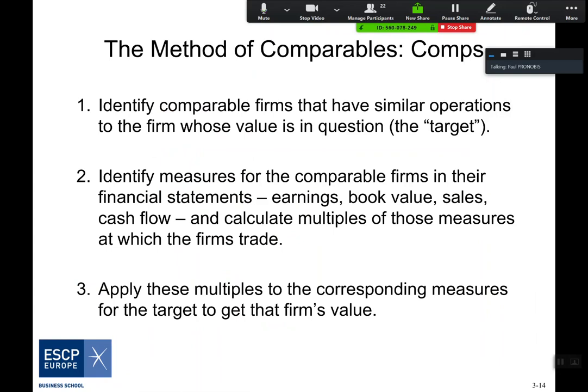So a little bit more detail on how the method of comparables works here. If the target is traded, then we already have a multiple ratio for that. So we have a starting point, and then we can look for comparable firms, firms that are similar to the target company, and look at, for example, their price to earnings ratio, and then look into whether the industry average is different from the particular multiple of the target company.